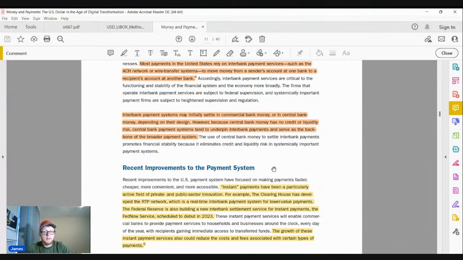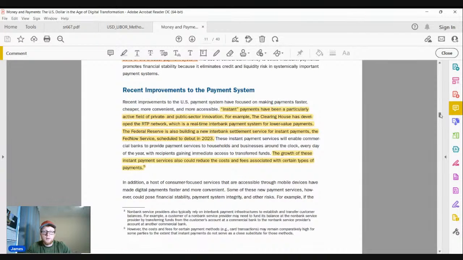So basically, when you see these terms, central bank money and commercial bank money, the difference between those is whose liability is it? Is it the liability of the bank or the liability of the central bank, the Federal Reserve, right? And so when it's talking about the interbank systems, it's essentially two banks exchanging liabilities, right? How are they transferring that to one another?